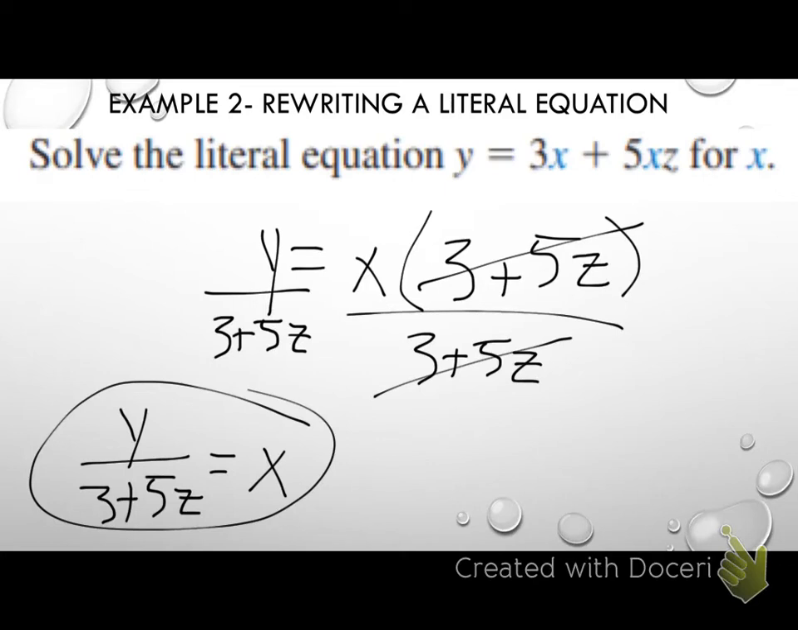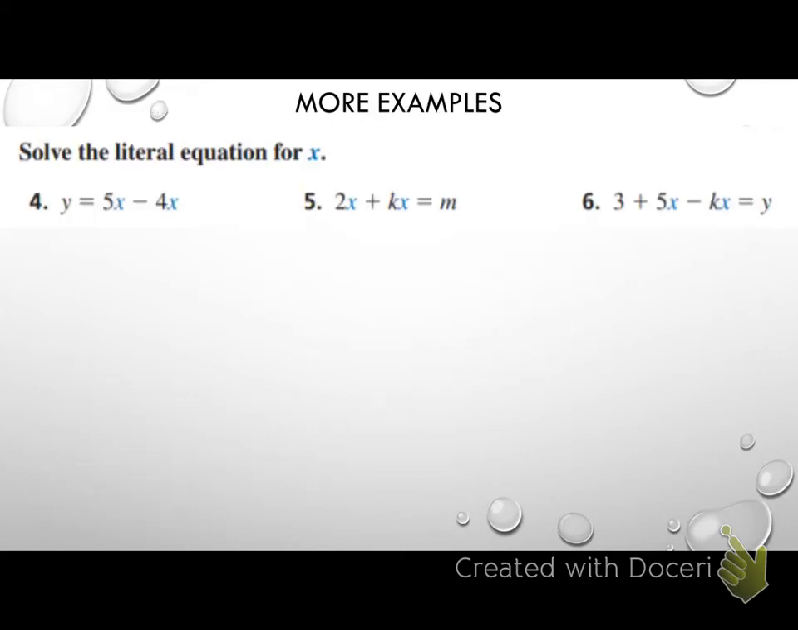So originally, I had some x's that I could not combine, so I was unable to solve for x. So I had to factor that x out, that GCF, in order to get x in one spot, and then I could solve for x. Any questions there? Any confusion? Okay, here we go.